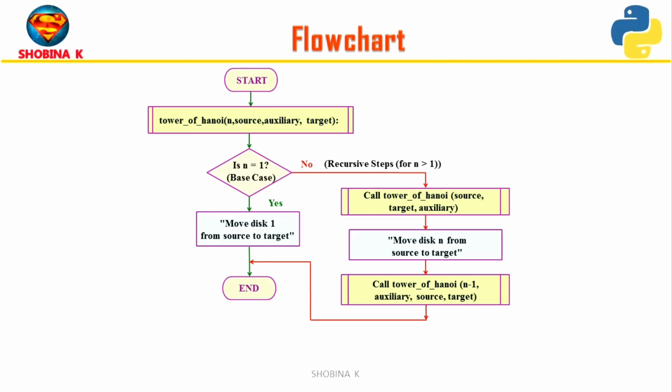This is our first decision point. If n is equal to 1, it means if we have a single disk, then we will move the disk directly from the source peg to target peg. Now we mark n for the base case when n is equal to 1. If n is greater than 1, we enter the recursive steps.